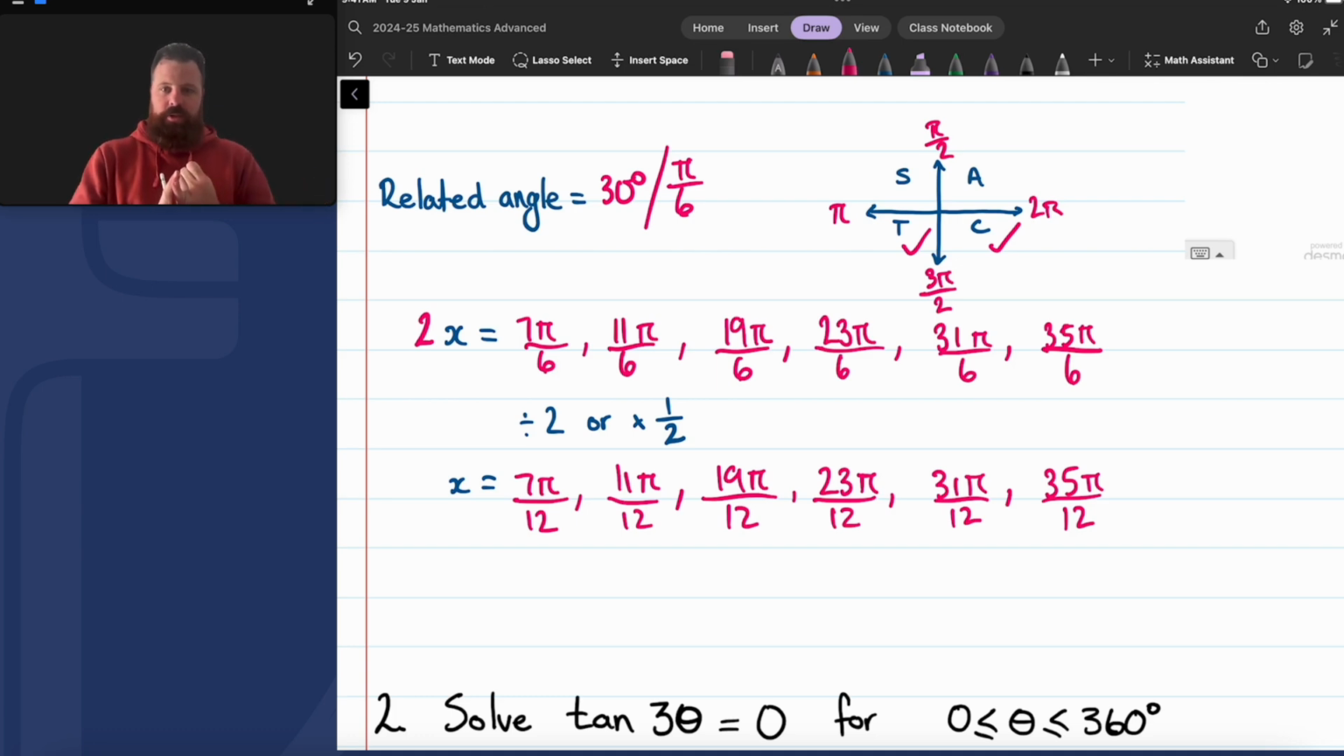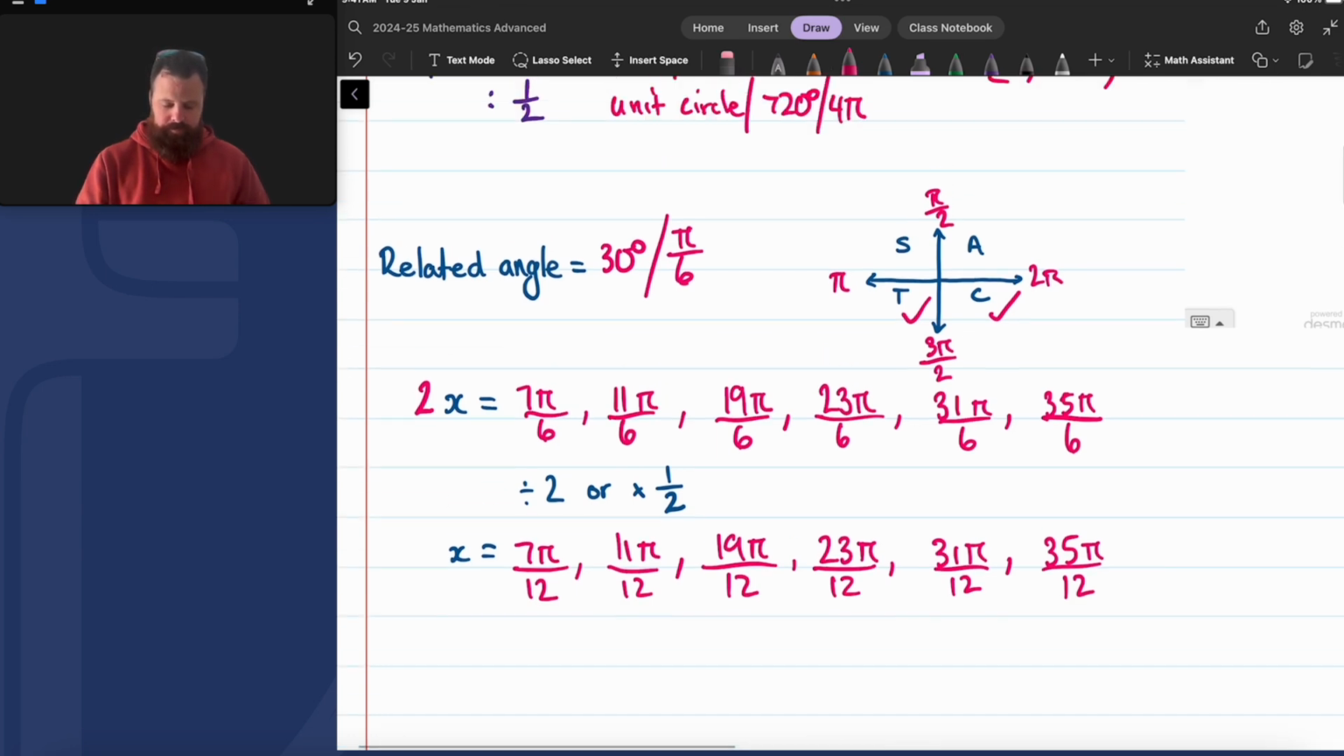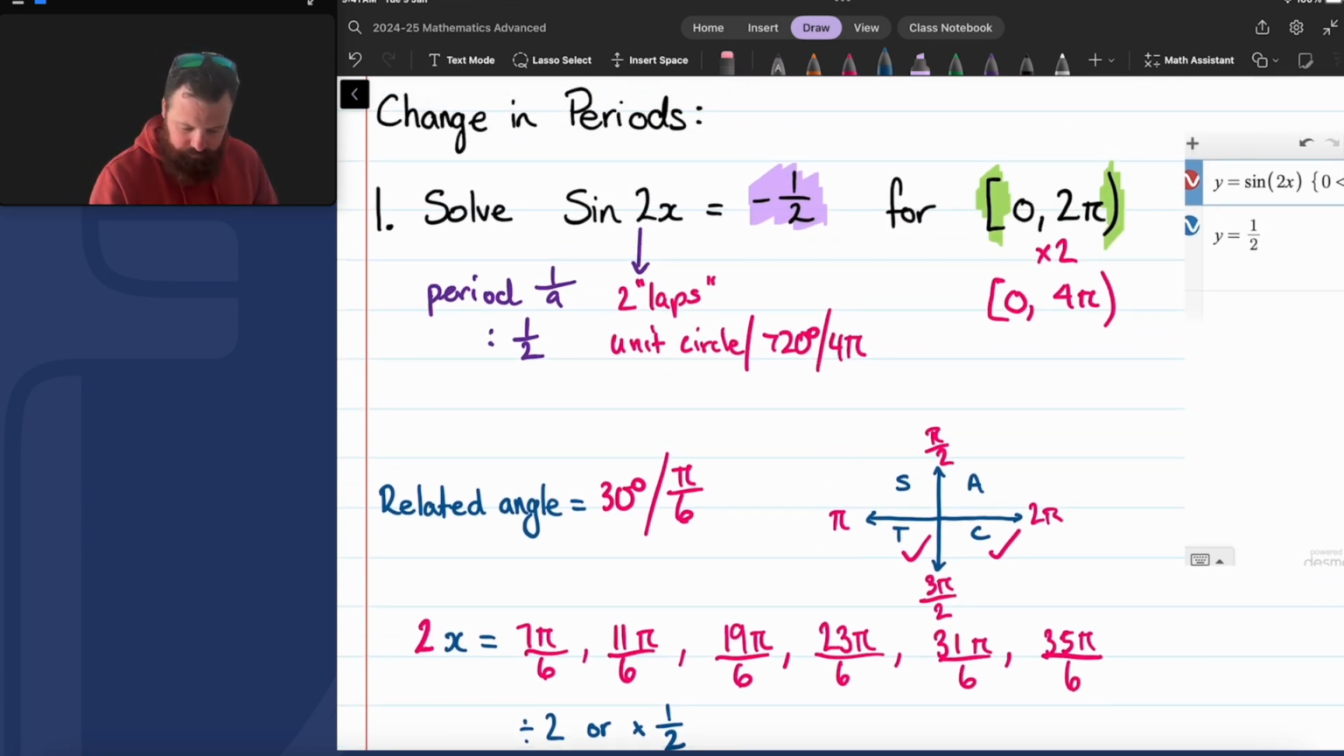The last thing I need to check on right now is, have I got all the solutions within the domain that I was originally asked? Originally, we were asked for between 0 and 2 pi. So when we're going back and checking our answers, we're making sure that if we've got any fractions, none of our fractions are greater than 2.